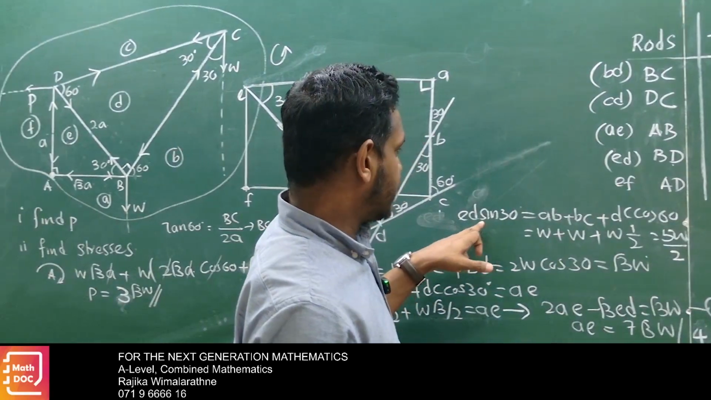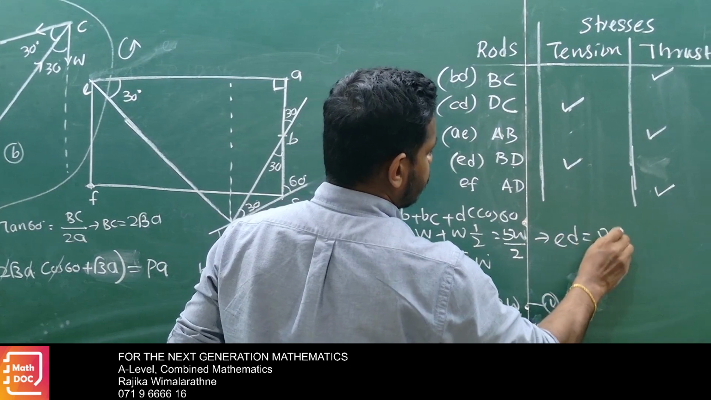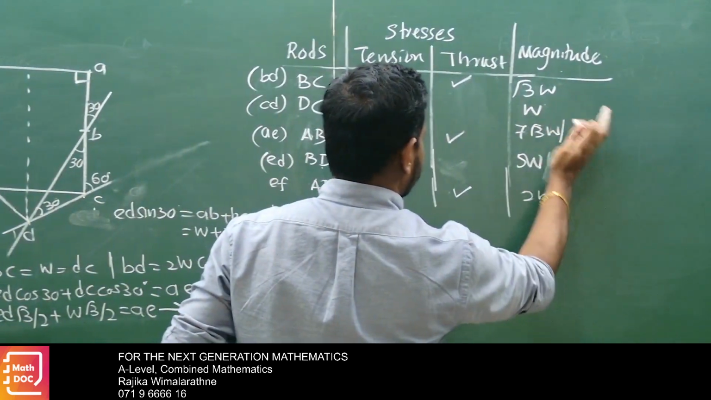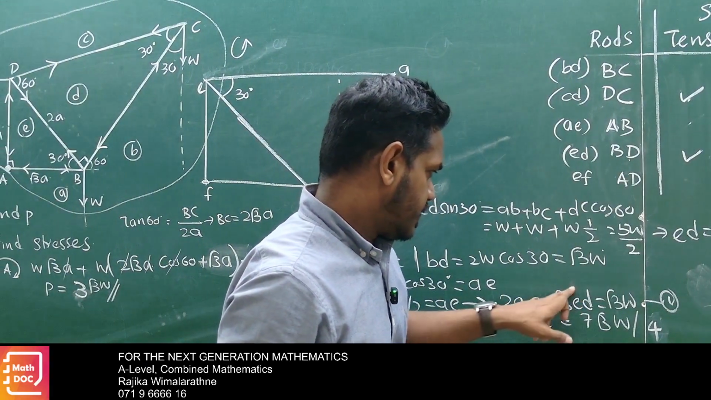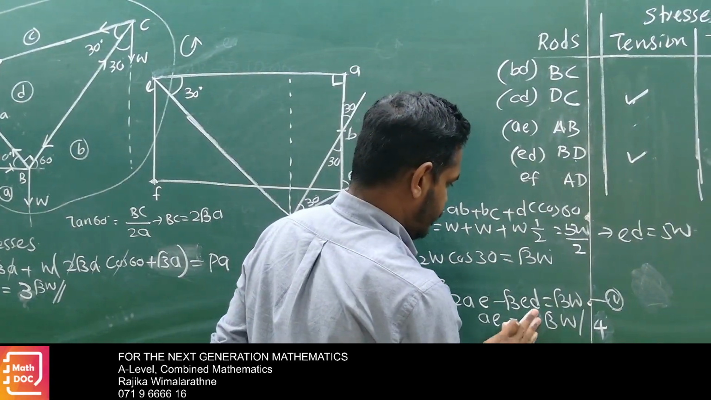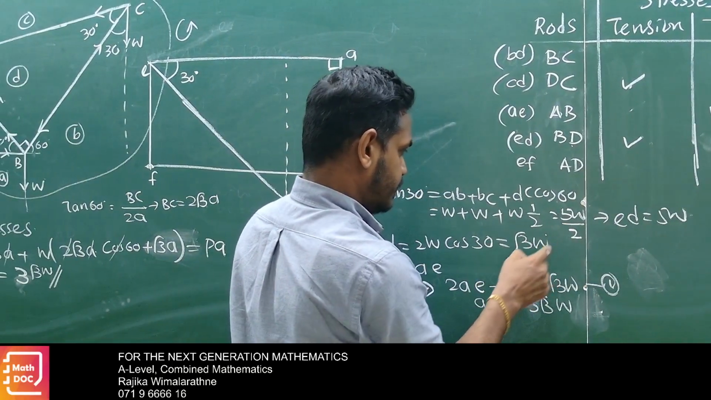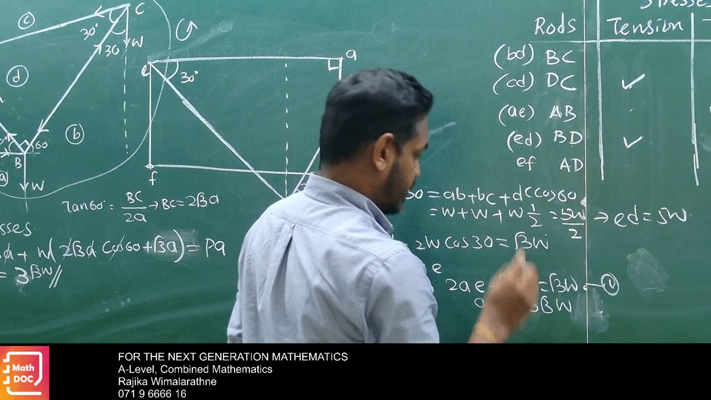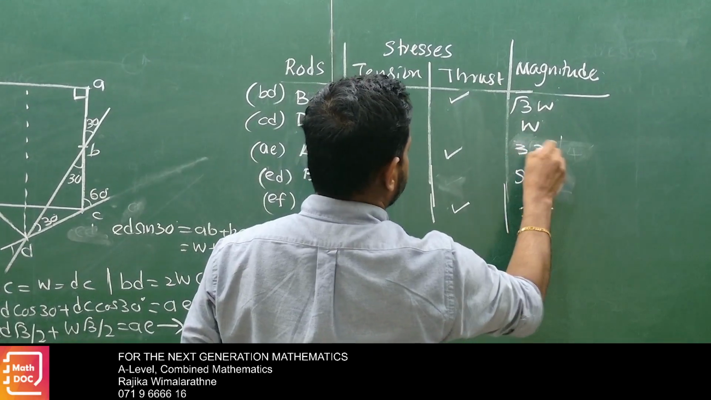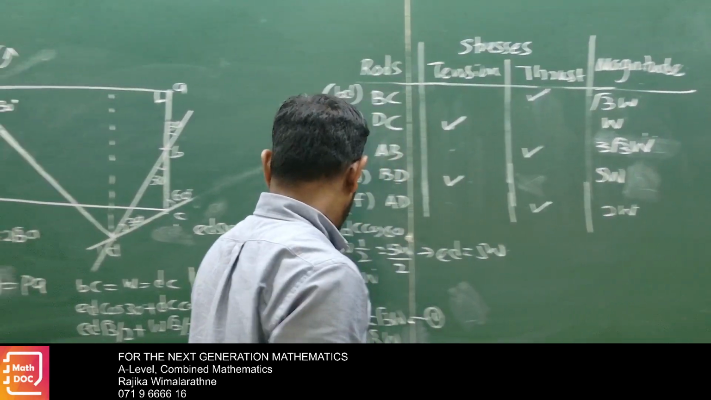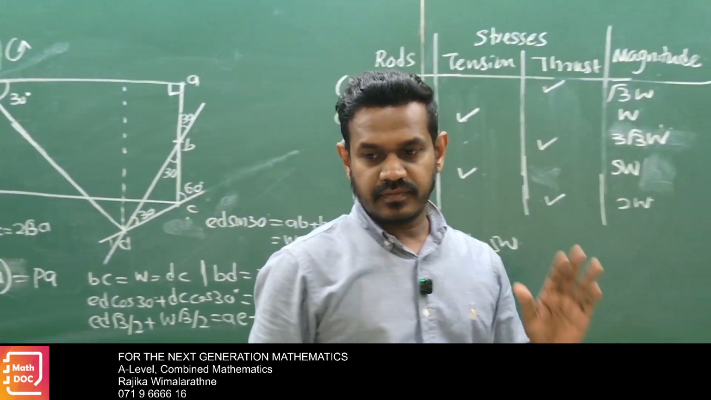Okay, here ED sin 30, no? Then ED equal 5W, not over 2, huh? Just only 5W. Then here 5, 6, 3W. 3 root 3W only, no? 5, 6, 3 root 3W. AE is 3 root 3 W, other one okay. Okay, you complete now.